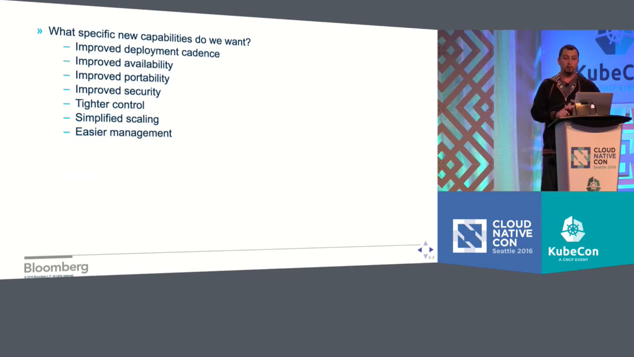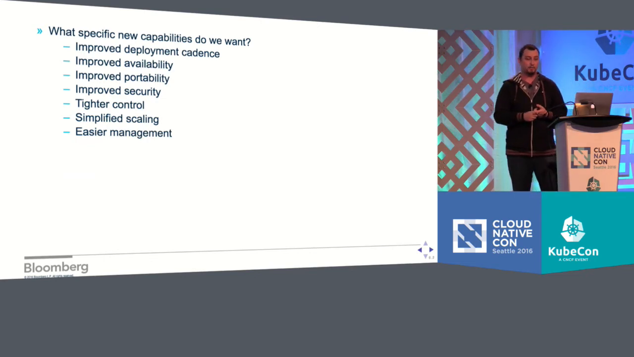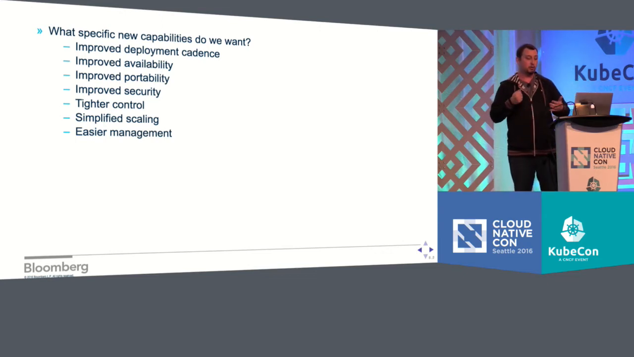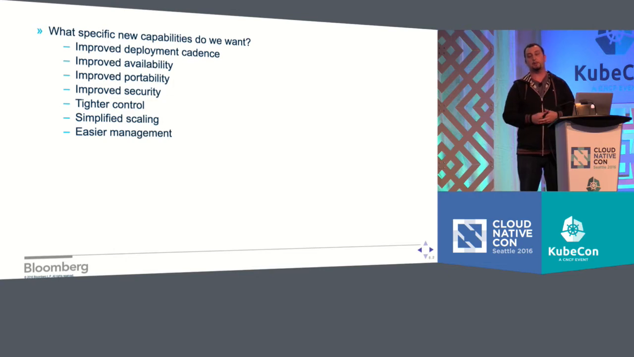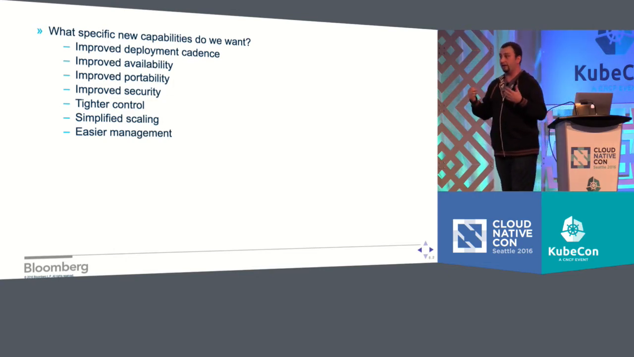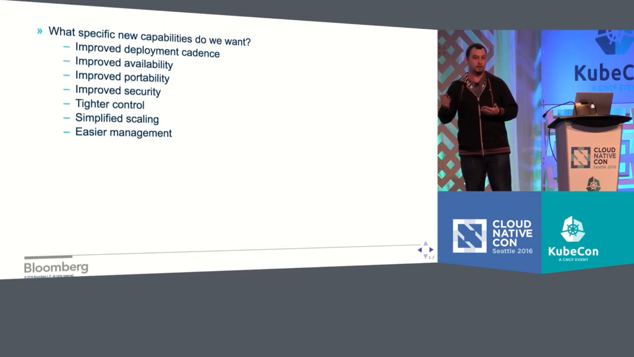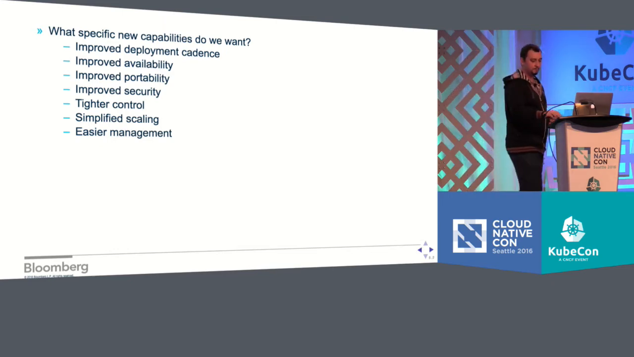So we want improved deployment cadence for applications. We want improved availability, improved portability, security, tighter control, simplified scaling, and easier management. All of this is conceptually easy and great, but in implementation, it's not necessarily so easy.